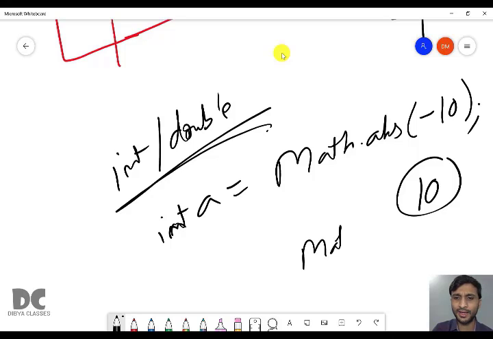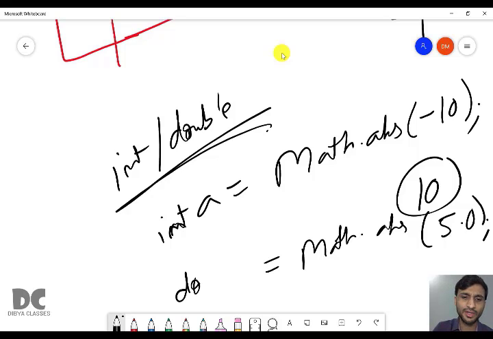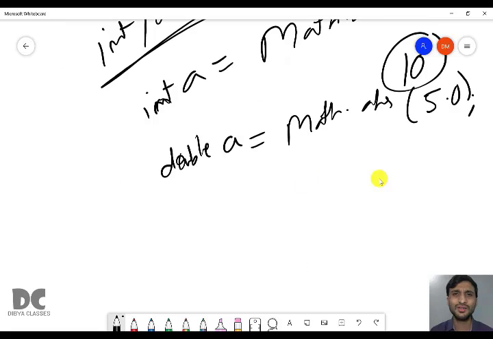If you write Math.abs of 5.0. So 5.0 is a real number. So here you have to take the data type as double. So what will be stored in A? 5.0 only, because the sign is positive. So you will get the same answer. If a negative sign is there, it will get deleted. Okay, clear? So now I have written a program and we'll find the output of these statements.